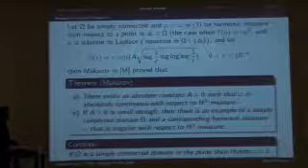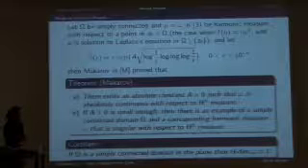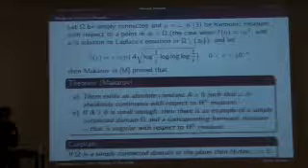And a corollary of this theorem says that if omega is a simply connected domain in the plane, then the Hausdorff dimension is 1. Okay.